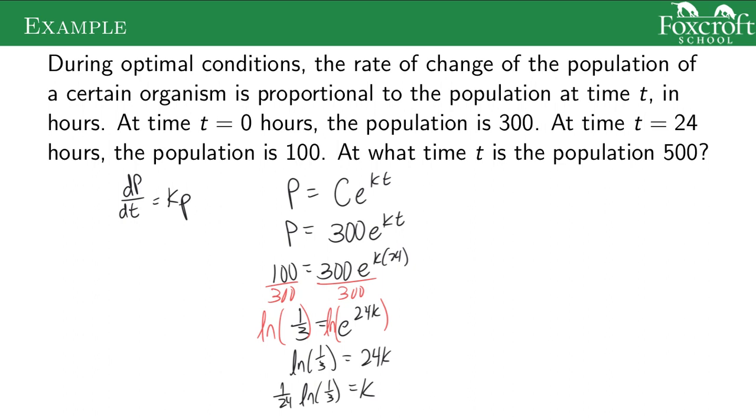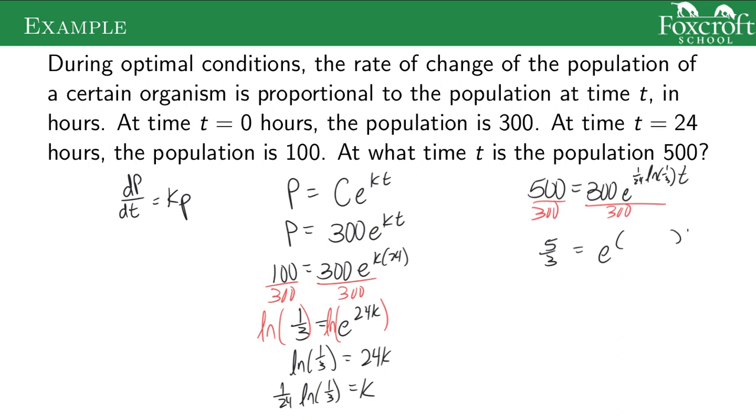And now the final question is, at what time t is the population 500? So now the problem would be, the population is 500. We know C. We know k. And we're going to figure out what time t is. But this is solving just like our previous equation. Divide both sides by 300. That gives us 5/3.